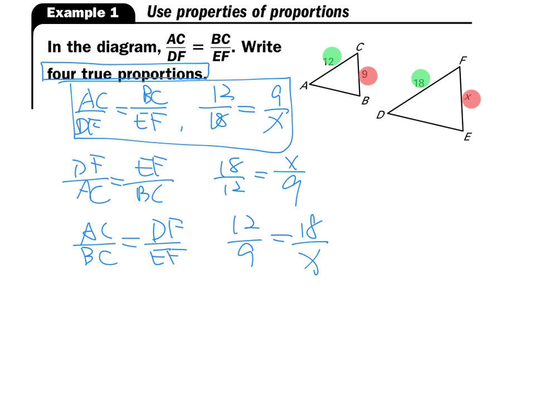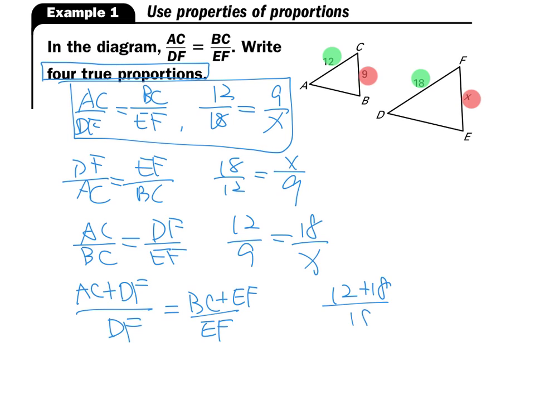And lastly, I can add the denominator. So AC plus DF over DF. Notice that I only add to the numerator, but I do not change my original denominator. And then I add on the right-hand side, BC plus EF. Which means that if I do that, that's 12 plus 18 over 18 should equal 9 plus X over X. And so that's 30 over 18 equals 9 plus X over X. Okay, so I found 1, 2, 3, 4. That's my 4 proportions right there.